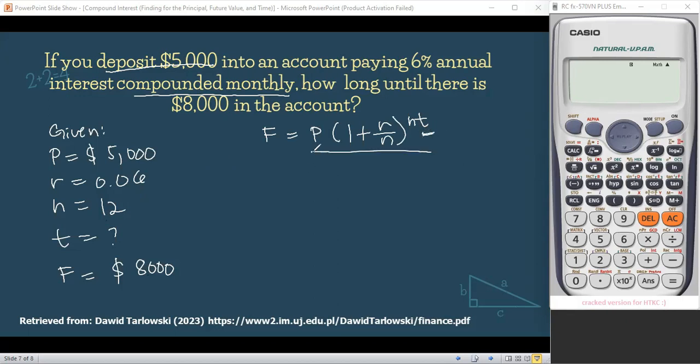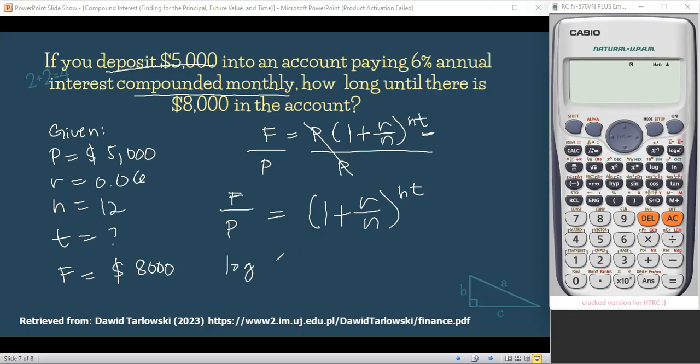So, first things first, divide both sides po muna natin by P. Kasi siya po, my dear students, yung nasa left side, kaya ibig sabihin, para ma-isolate natin si P, kailangan alisin muna natin si P. So, we have F over P is equal to 1 plus R over N raised to NT. Ngayon po, my dear students, since si T po ay nasa exponent, para po mailagay natin siya sa baba, we need to use the rules of logarithm, which is the power rule.